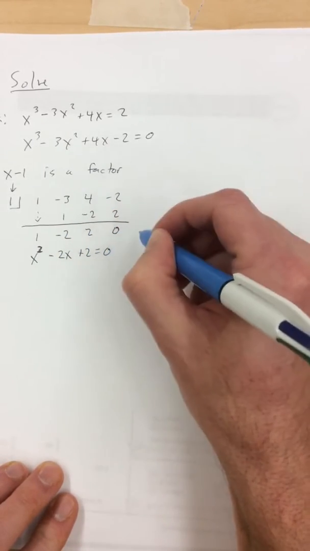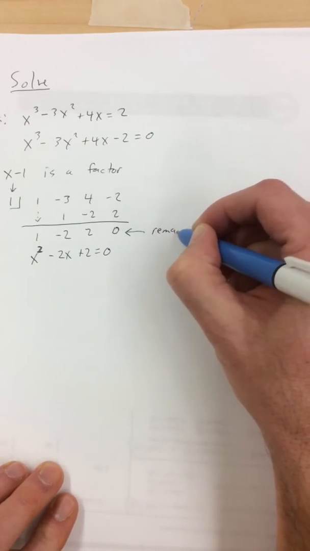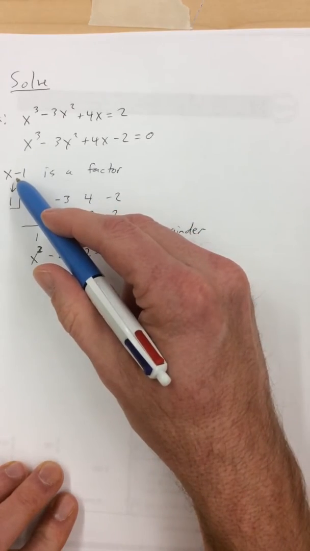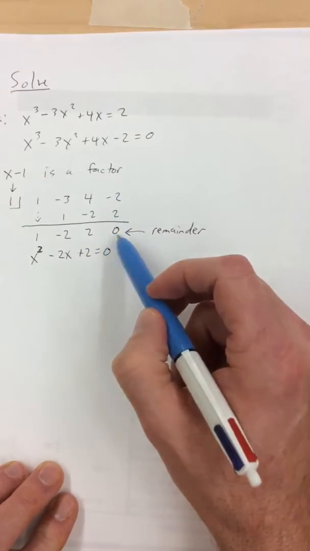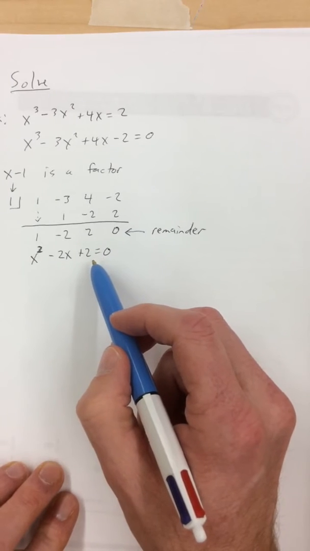Now this 0 is not this 0. This 0 right here is the remainder. And I'm glad that this is equal to 0 because that meant that x minus 1 really was a factor and 1 really was a solution, a zero, because it gave us 0 as a remainder. So now we're going to solve this quadratic equation right here.